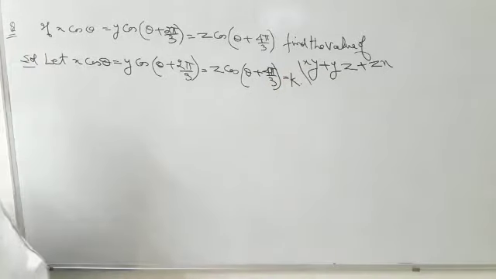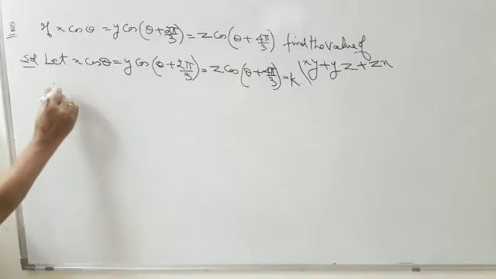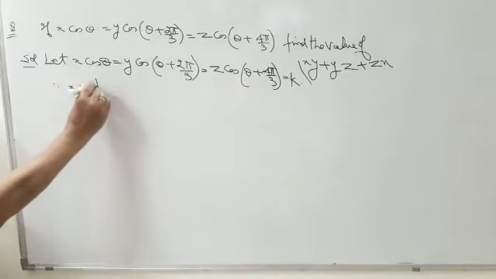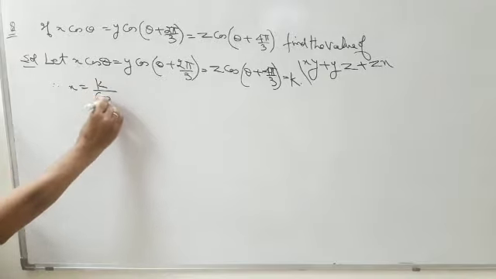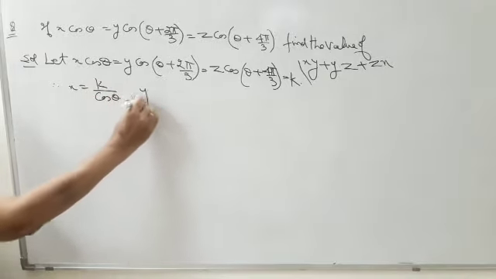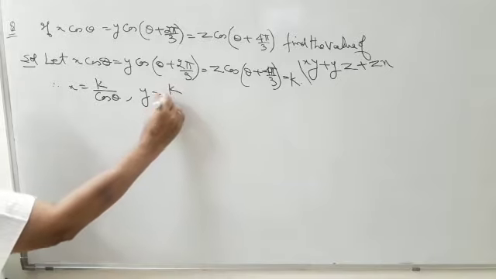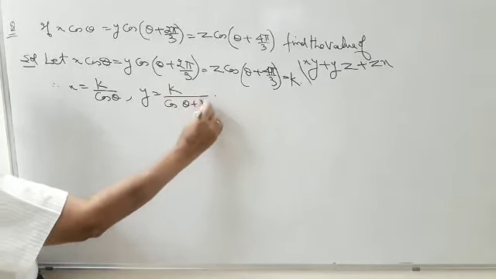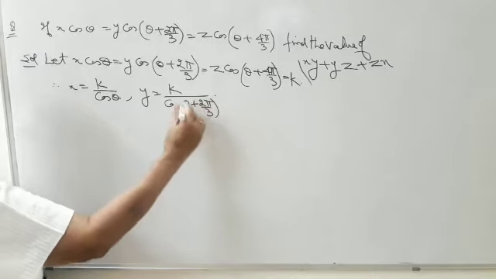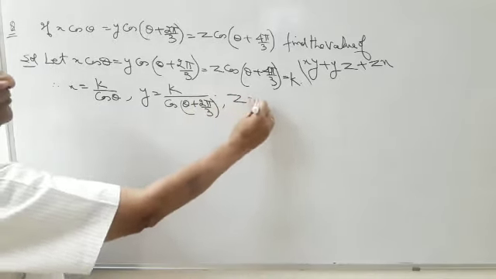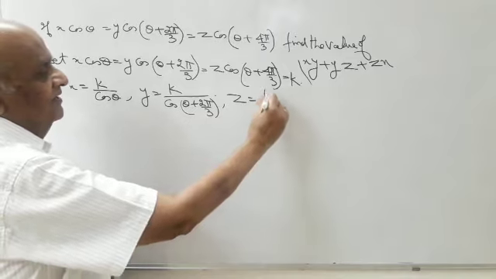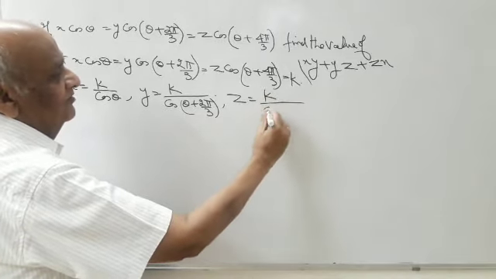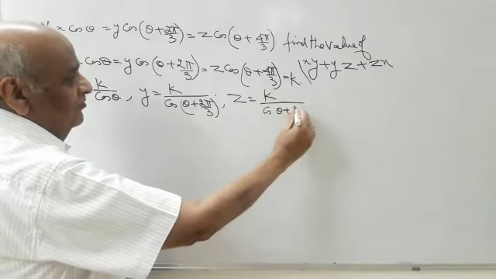Suppose, therefore we have x is equal to k upon cos theta, y is equal to k upon cos theta plus 2 pi by 3, and z is equal to k upon cos theta plus 4 pi by 3.